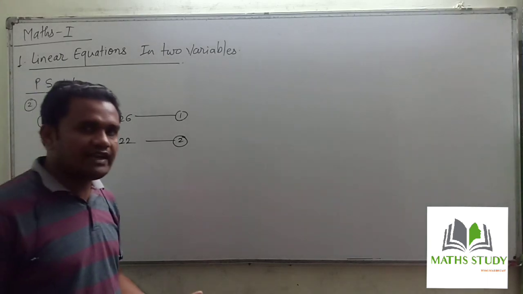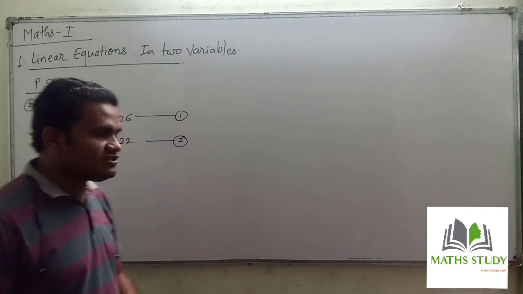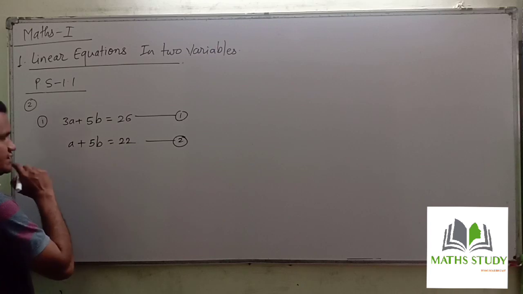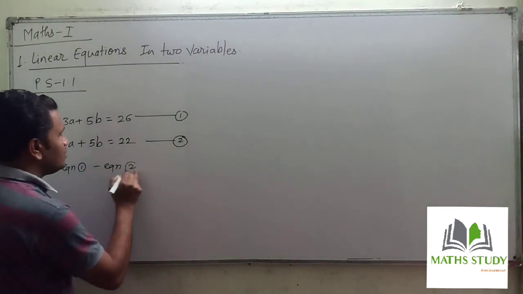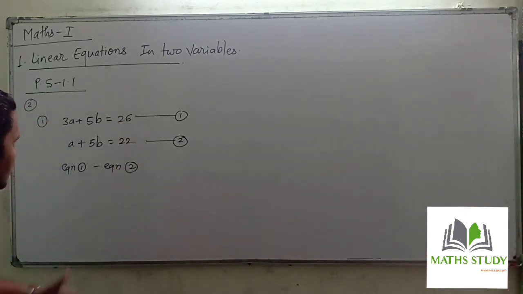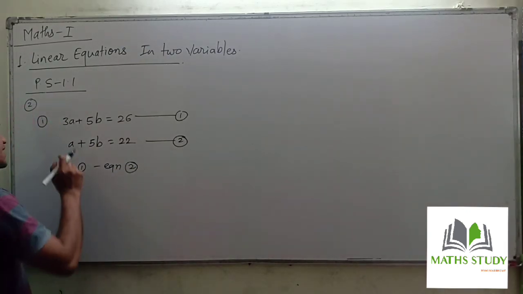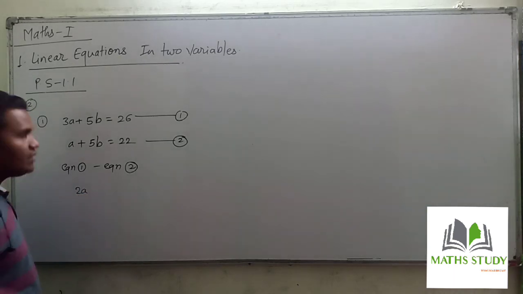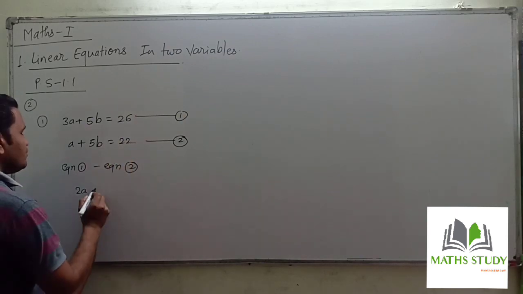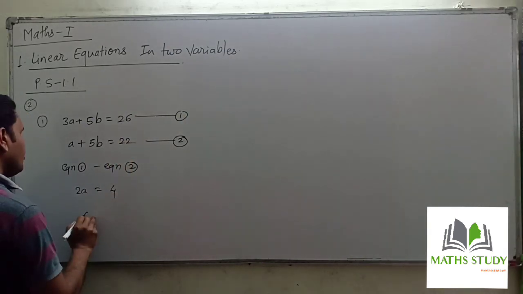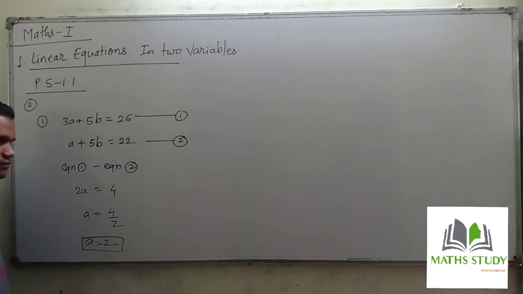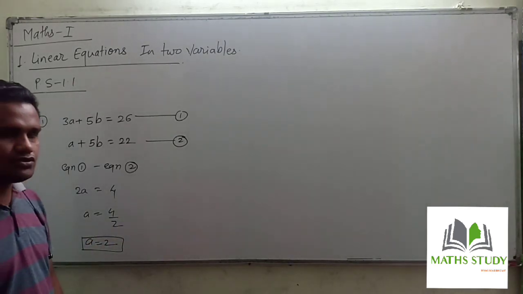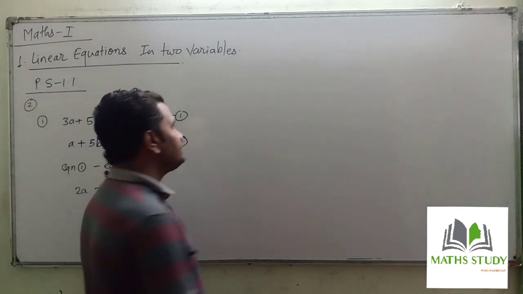So instead of adding them, we will subtract them. For example, let's do it this way: equation 1 minus equation 2. What will happen? 3a minus a, here you will get 2a. 5b minus 5b, they will get cancelled. 26 minus 22, obviously it will be 4. A will be 4 by 2, means A is 2. So easy it is. A is equal to 2.